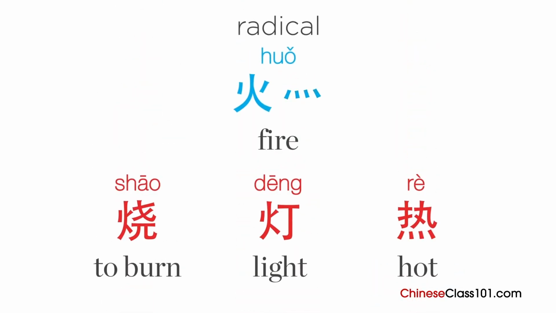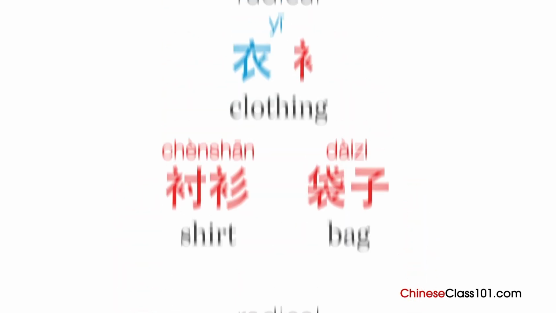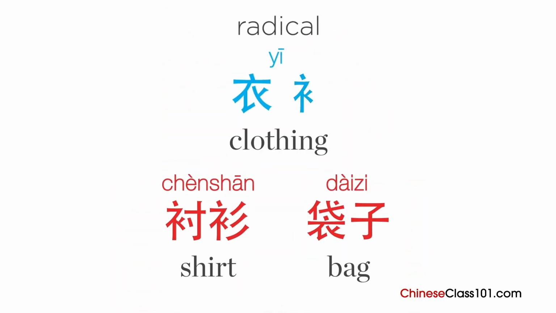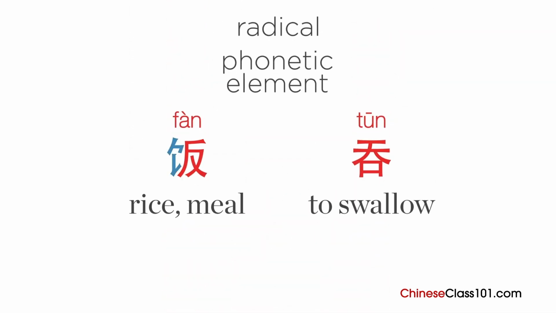火 or its variation means fire. For example, 烧, to burn, 灯, light, 热, hot. 衣 or its variation means clothing, 衬衫, shirt, 袋子, bag. Most radicals are at the left or bottom of a character. By identifying radicals, it should be much easier to decode the meaning of new characters.